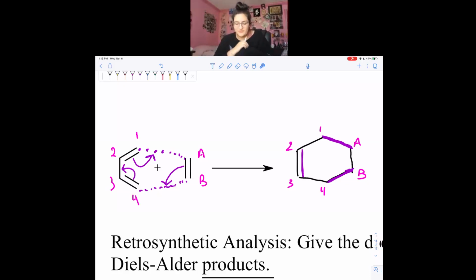So there's only one double bond. Exactly. There's only going to be one double bond left because essentially all the double bonds we started with lose a bond.